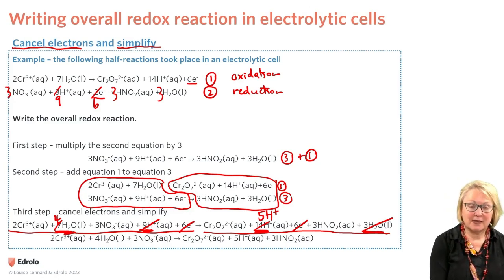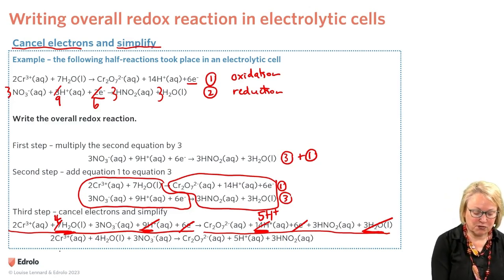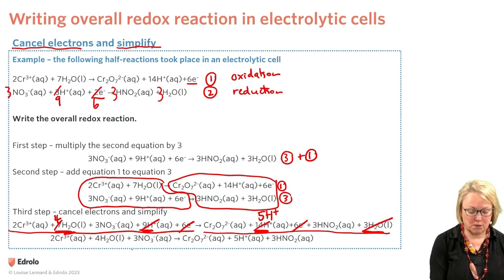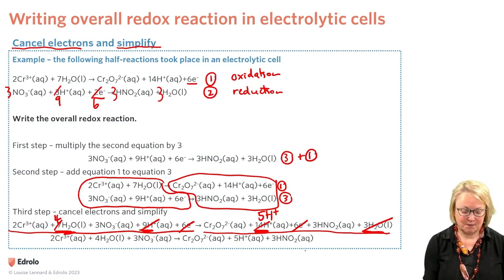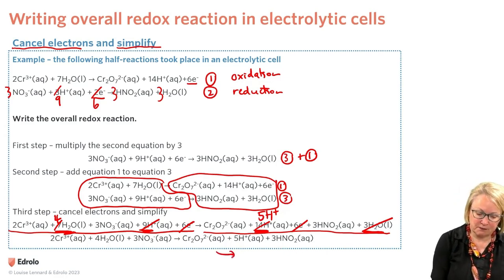So to simplify, we've got 2 Cr3+ aqueous, plus 4 water molecules liquid, plus 3 nitrate ions aqueous, reacts to produce Cr2O7 2- aqueous, plus 5 protons, plus 3 HNO2 aqueous. That's our final overall redox reaction.